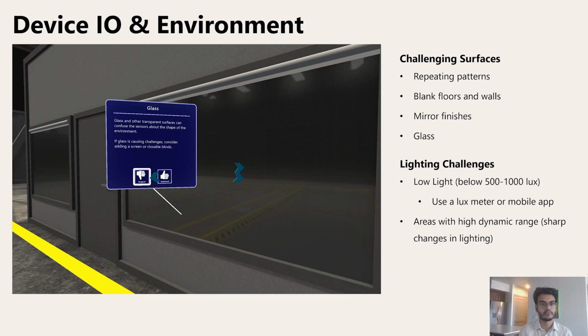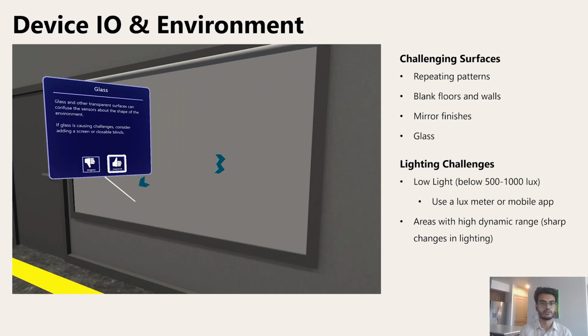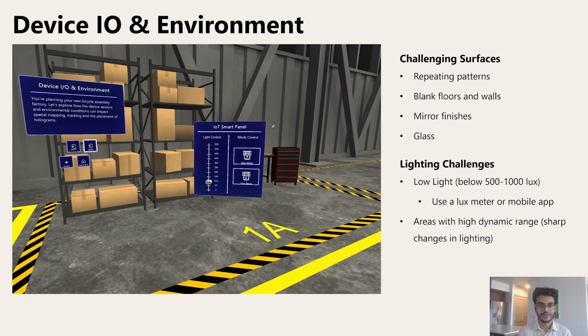So in situations like this, again, if you're noticing some tracking issues, you can put blinds up over the windows, and that can create a more controlled environment for the device to be able to maintain tracking across sessions, across time. So those are the surfaces that we cover in the application. And the next big thing we cover related to the environment is lighting challenges. So in terms of lighting, a very common question we get all the time is, how much light do I need in my environment for the HoloLens to be able to maintain tracking?